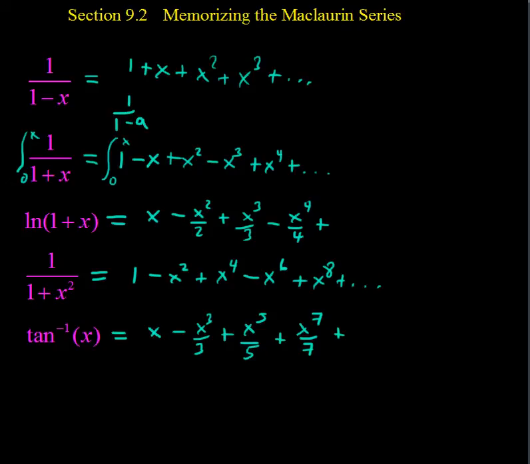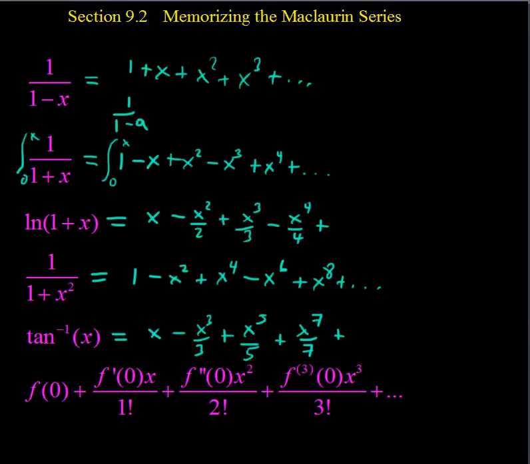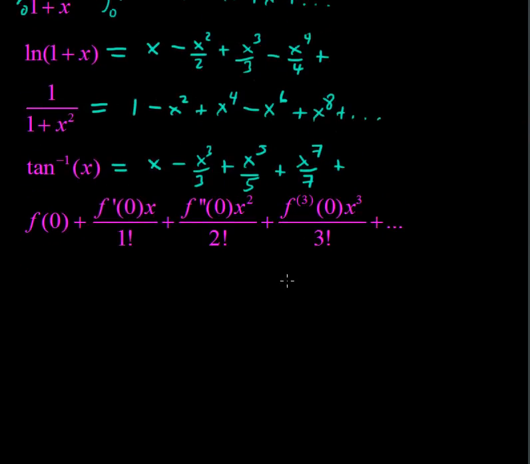All right, so that's arctan. Now the next one is to help us produce e to the x. Now we need to remember the general form of the Taylor series. And remember that's f of 0. And actually remember this is a Maclaurin series, which is a Taylor series centered at x equals 0.